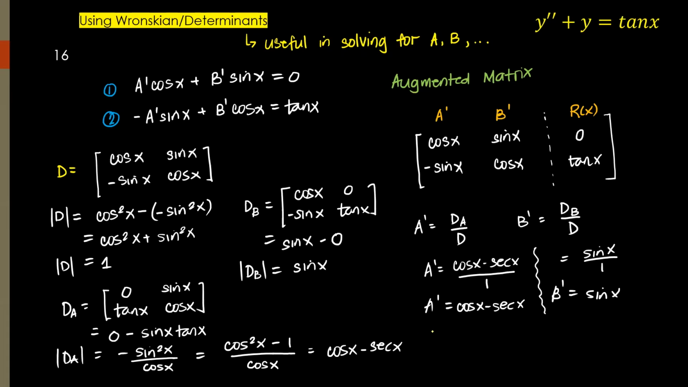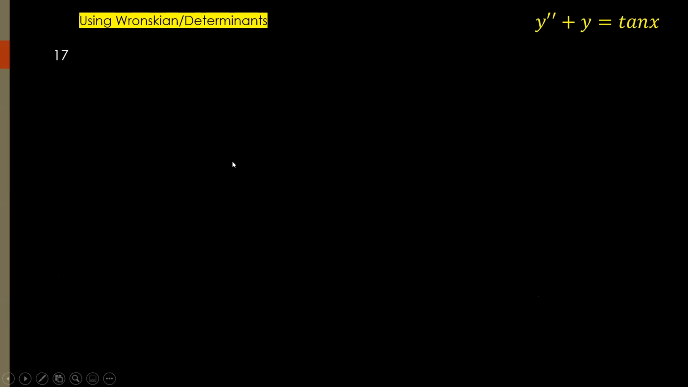So this one, in turn, is sine of X minus ln secant X plus tan X, plus a constant coming from A. Your B in turn is negative cosine of X plus a constant coming from B, which is the same. And your Y is still YC plus YP. So, it's still just the same.